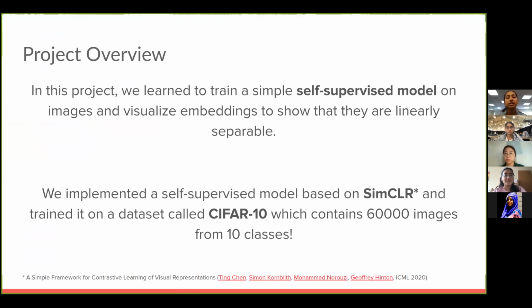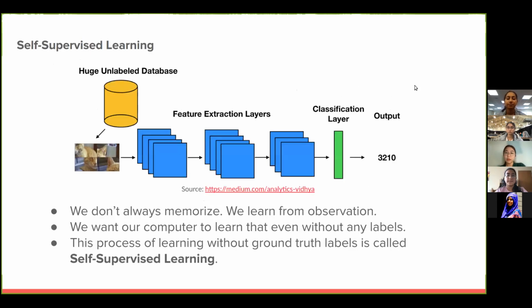In this project, we learned to train a simple self-supervised model on images and visualize the embeddings to show they are linearly separable. We implemented a self-supervised model based on SimSiam and trained it on a dataset called CIFAR10, which contains 60,000 images from 10 classes. Self-supervised learning means that instead of memorizing, we train the computer from observations of the data. This process of learning without ground truth labels is called self-supervised learning.